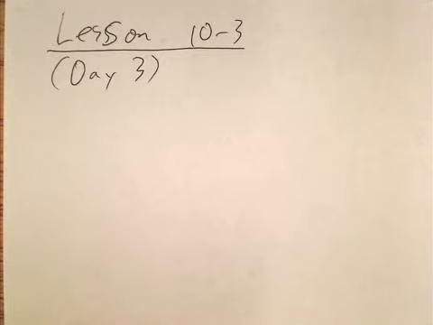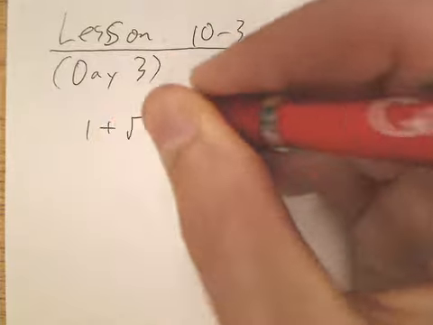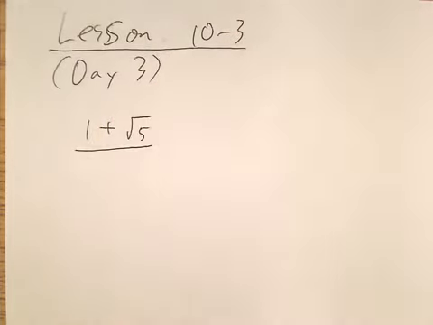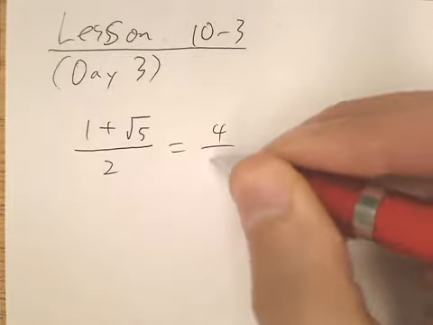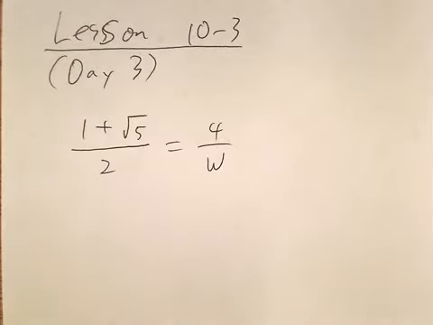Okay, so this is the last day of section 10.3. I want to cover these last, it's just cross multiplication problems, but they're with radicals. They introduce all these new ideas with something that we've done before. So I'm going to say 1 plus the square root of 5 over 2 is equal to 4 over w. I'm going to solve this for w.